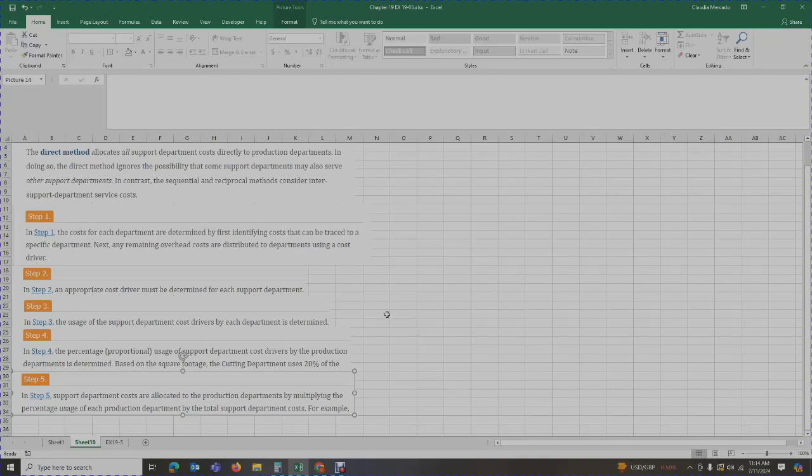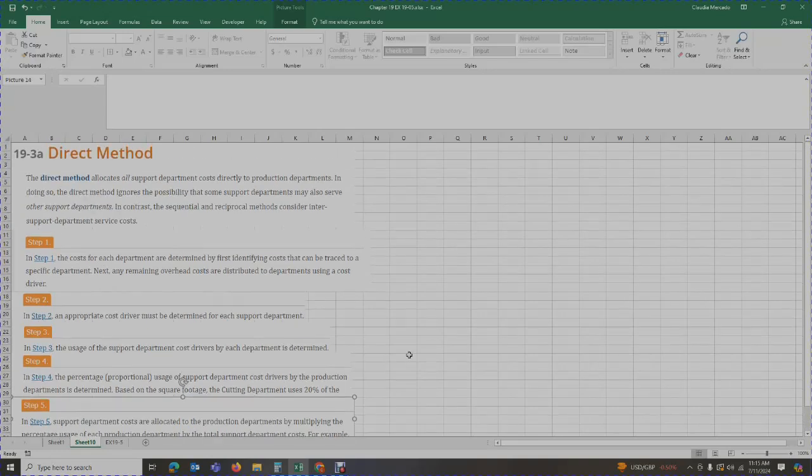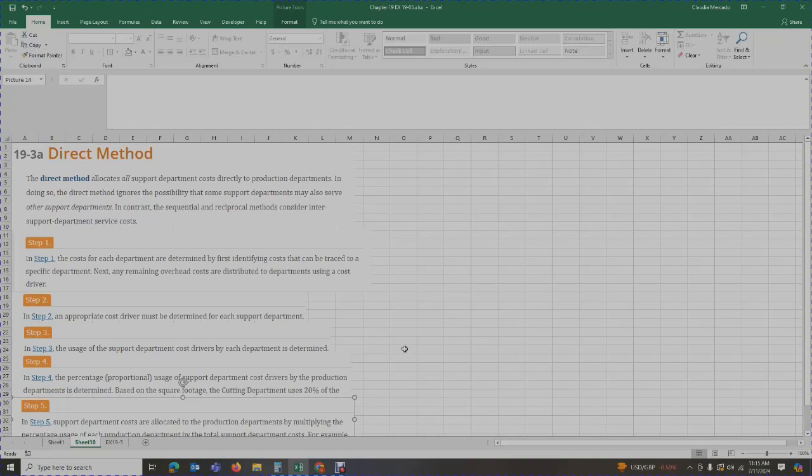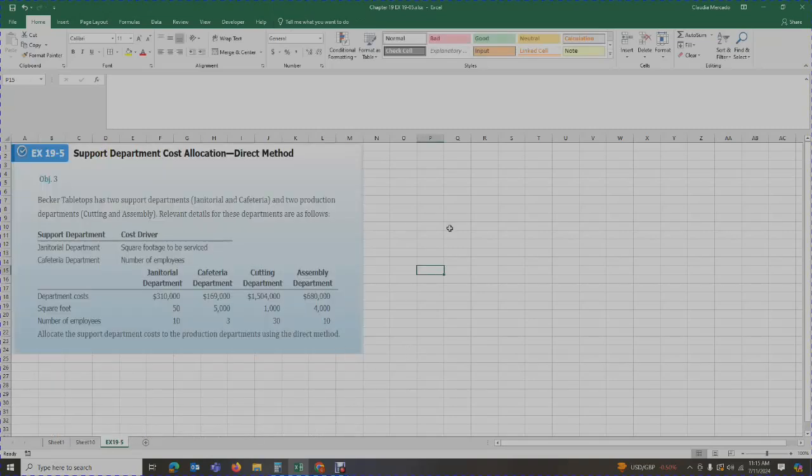In step 3, the usage of the support department's cost drivers by each department is determined. In step 4, the percentage usage of support department's cost drivers by the production department is determined. And in step 5, the support department costs are allocated to the production departments by multiplying the percentage usage of each production department by the total support department cost. Okay, and if you look at your ebook, there is an example provided for this. Okay, so let's run the numbers using the data that we have.